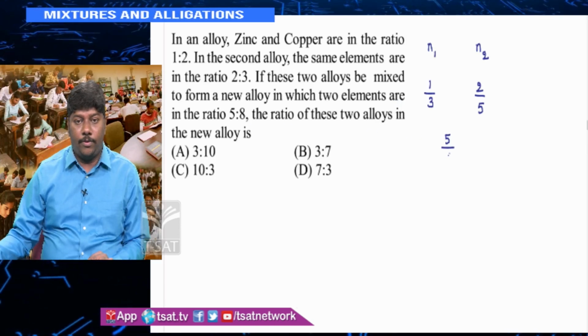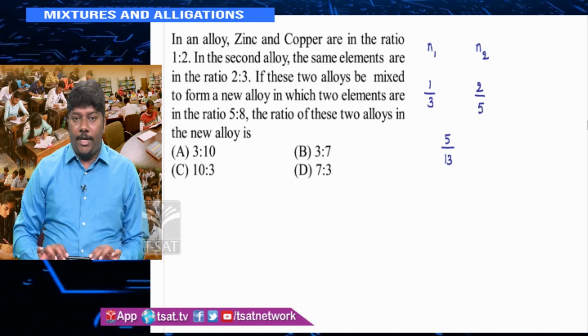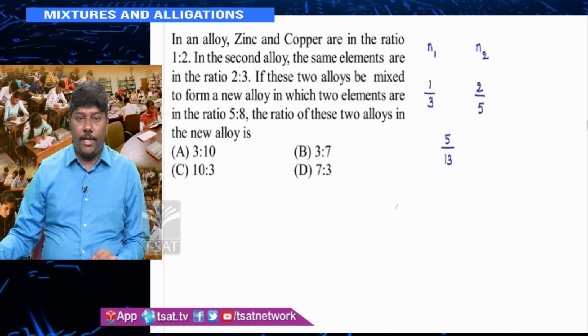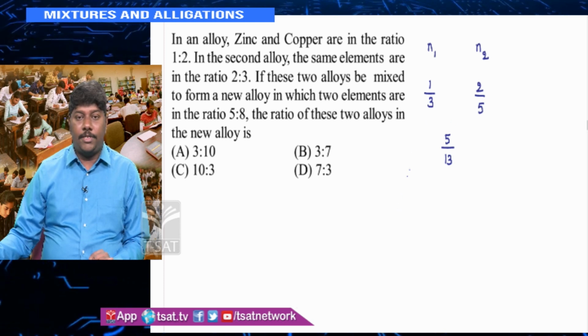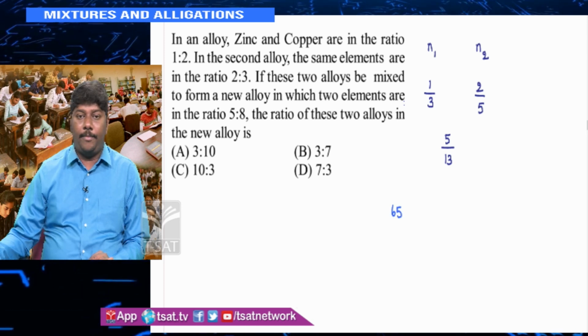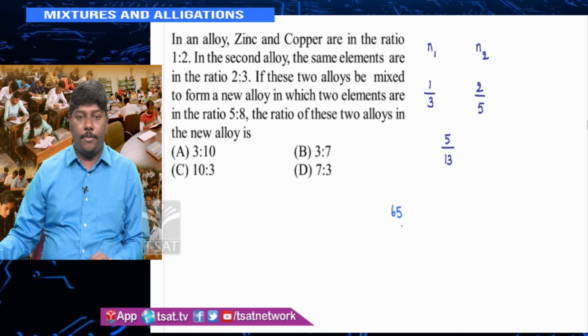I am concentrating only on zinc, right? You can multiply everything by 3 into 5 into 13. Instead of solving it in fractions, I can solve it in values. I would say 3 cancels, so 5 into 13, 65. I am multiplying everything with what? 3 into 5 into 13. So 13 into 5 will be left out, it will be 65.